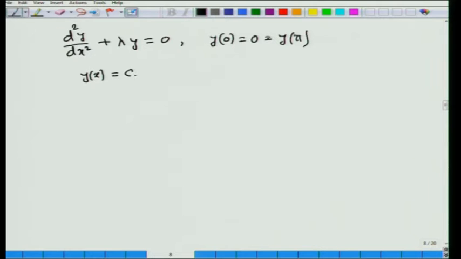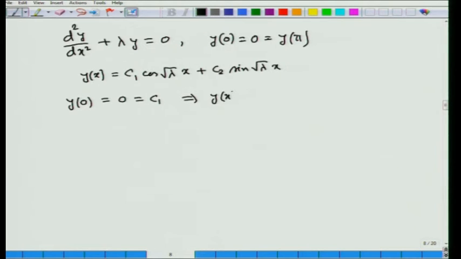and for lambda greater than 0 we will be having this y(x), that is the general solution. It is given by C1 cosine root over lambda x plus C2 sine root over lambda x, and substituting y(0) equal to 0, we can find this is equal to C1, because cosine 0 is 1 and sine 0 equal to 0. So, C1 identically equal to 0, and this implies y(x) is equal to C2 sine root over lambda x, and then using the second condition, that is y(pi) equal to 0.